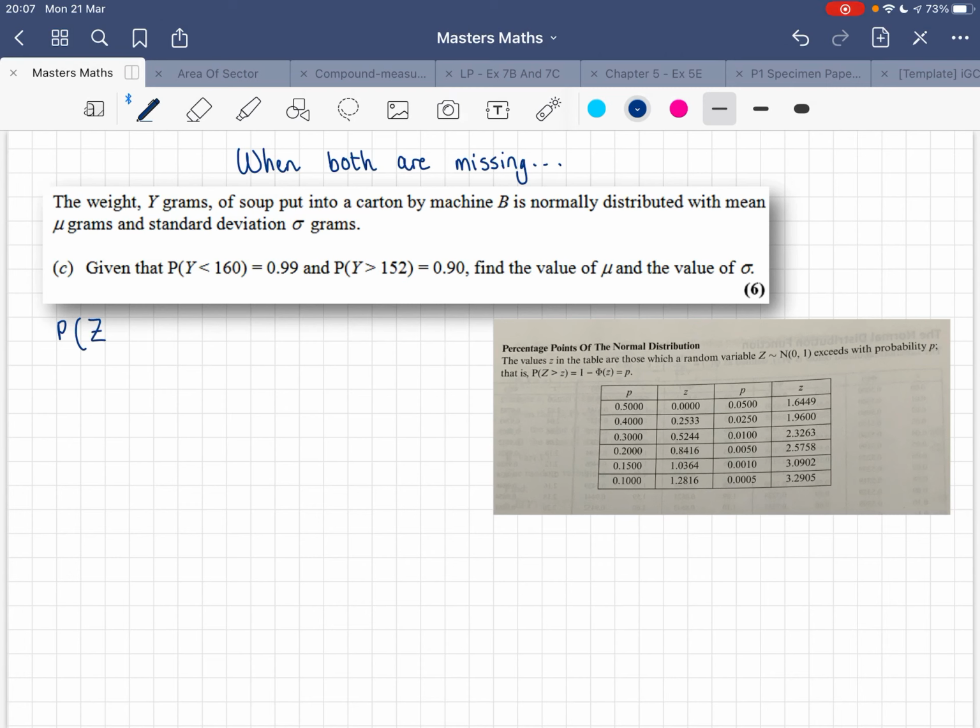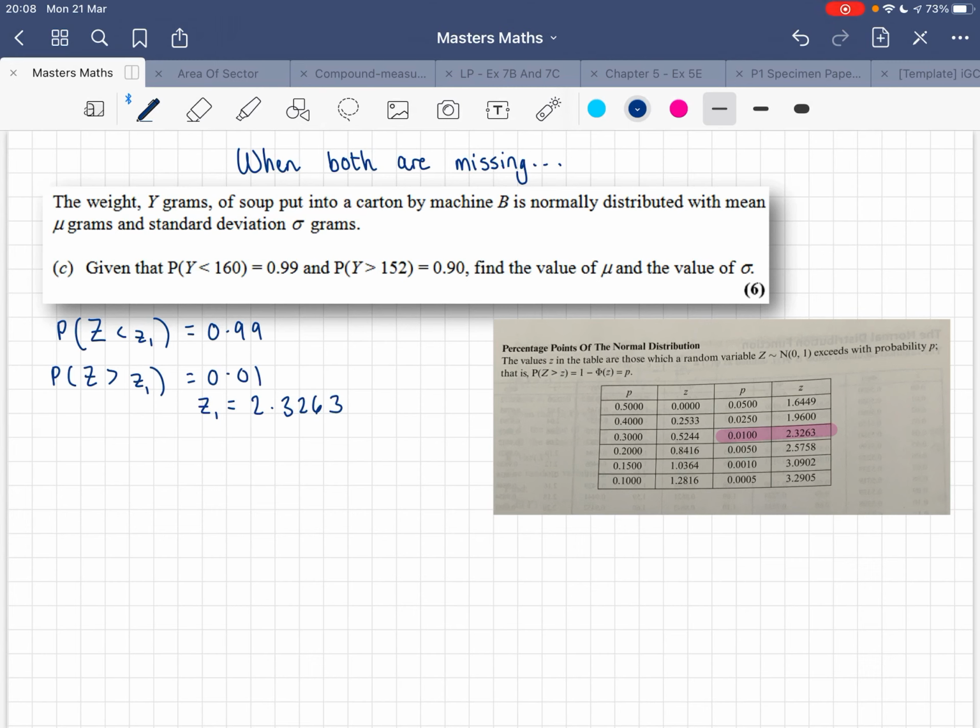So we're looking for a probability of z less than a certain value to give us a probability of 0.99. That's not in the percentage points table, but 0.01 is, which is the same as doing the probability that z is greater than some value little z is 0.01. I can find that in the table. It's here. So my value of little z there is, I'm going to say z1 because I'm going to have to do this twice, so my z1 is 2.3263. That's my first value.